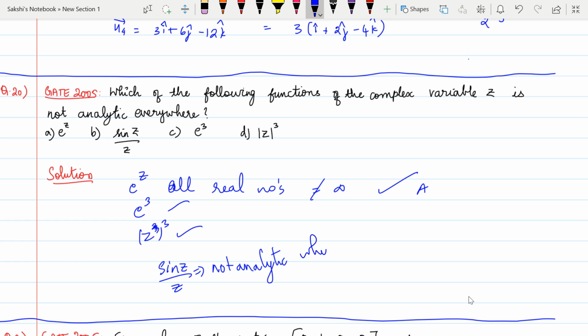Why? Because when you put z is equal to 0, you get sine 0 by 0. Anything divided by 0 will give you infinity. So therefore, this is not analytic. Therefore, option B is not analytic everywhere for the given real values.